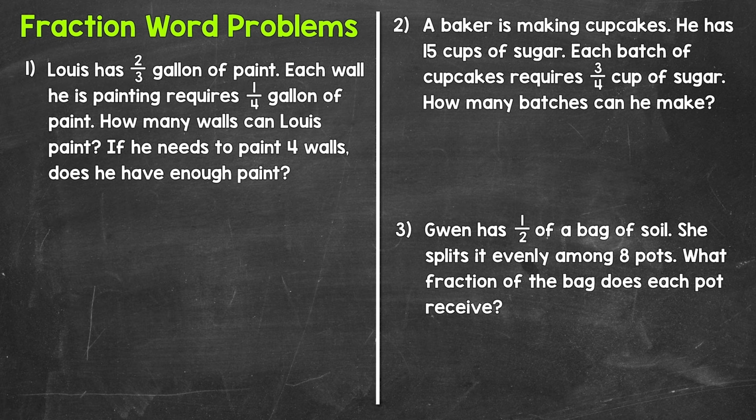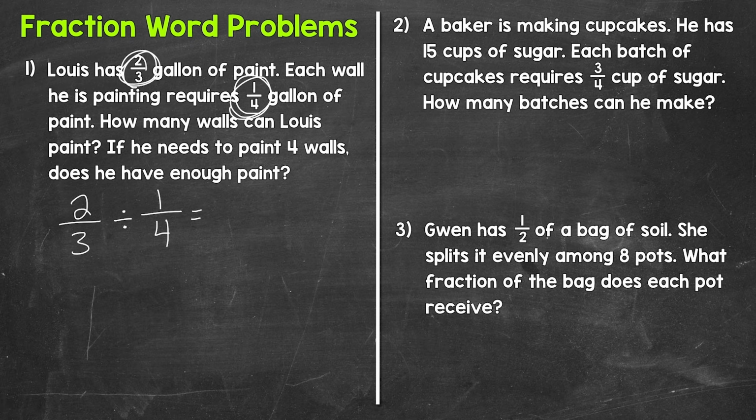So thinking through this problem, Lewis is starting with 2/3 of a gallon of paint, and he is splitting or dividing that paint into groups of 1/4 of a gallon. Each wall needs 1/4 of a gallon. So we need to do 2/3 divided by 1/4. That's going to tell us how many walls Lewis can paint and if he has enough for 4 walls.